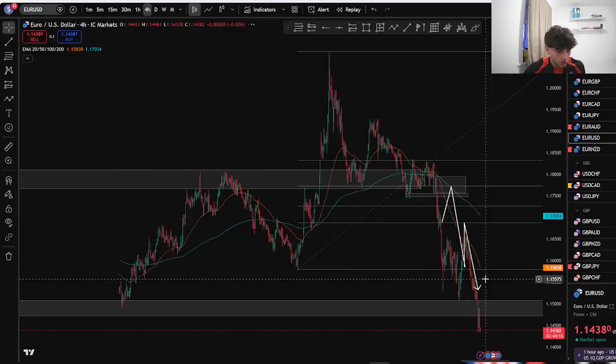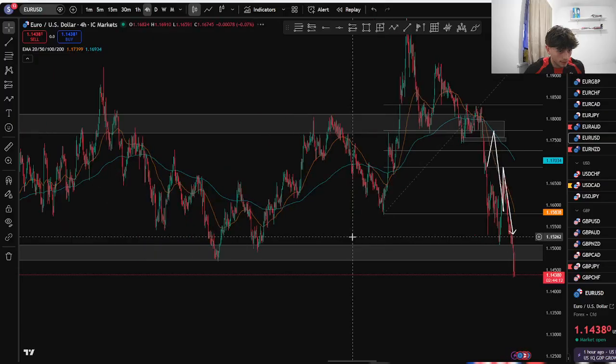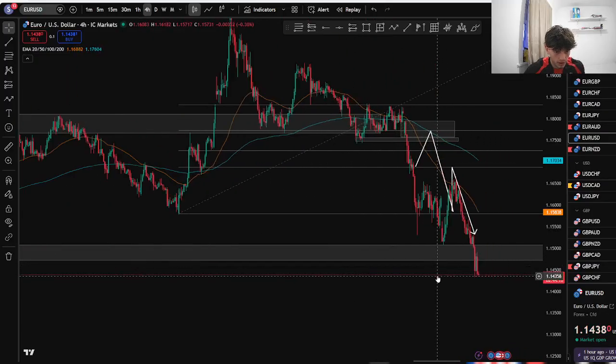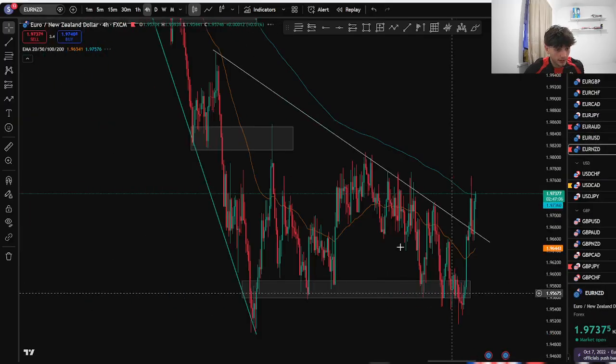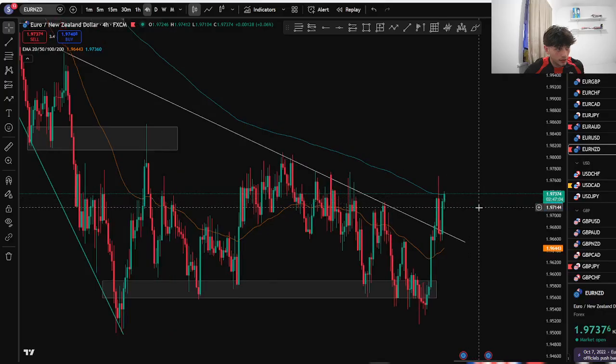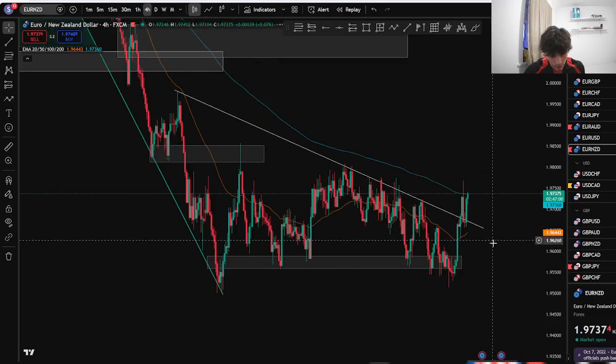We got things like Euro USD. This has been a great market to be shorting, to be honest with you. I have managed to participate in this, unfortunately, but yeah, we also see some NZD weakness coming in here, and Euro NZD has now broken out of this channel, this trend line, which I've been monitoring.